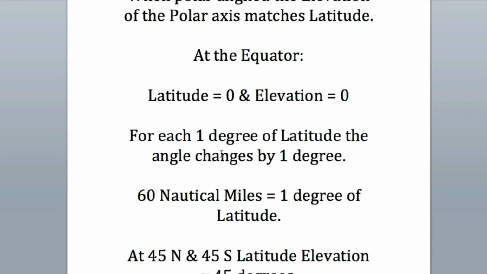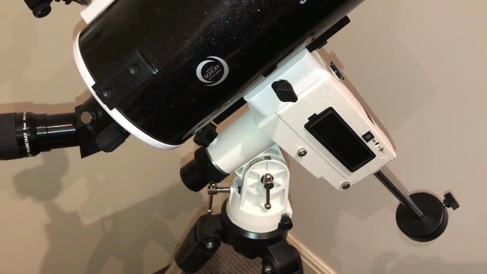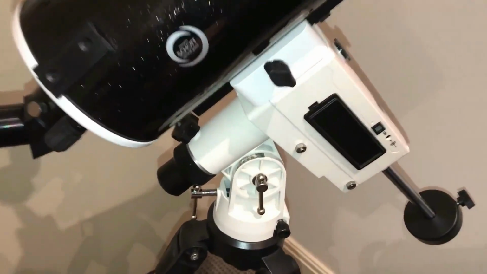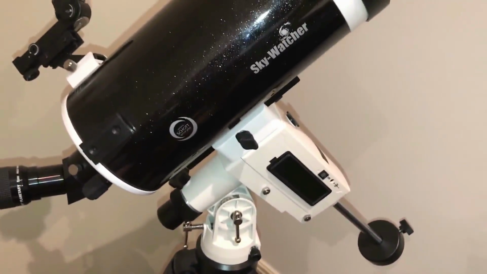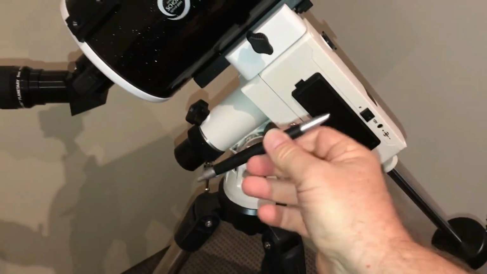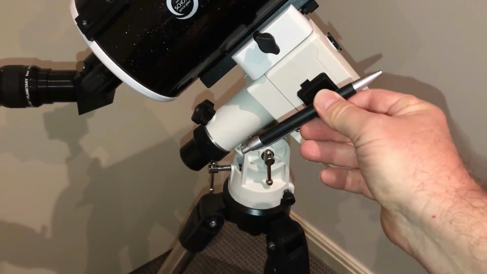Now I'm going to demonstrate that shortly with a real equatorial mount. At 45 north and 45 south latitude, the elevated angle of the equatorial mount will be 45 degrees from the horizontal. So I now have the mount set up for 45 degrees north latitude, and that means the polar aligned axis is elevated 45 degrees from the horizontal. And this is how the equatorial mount will be aligned. North is in this direction, and the mount is 45 degrees elevated.